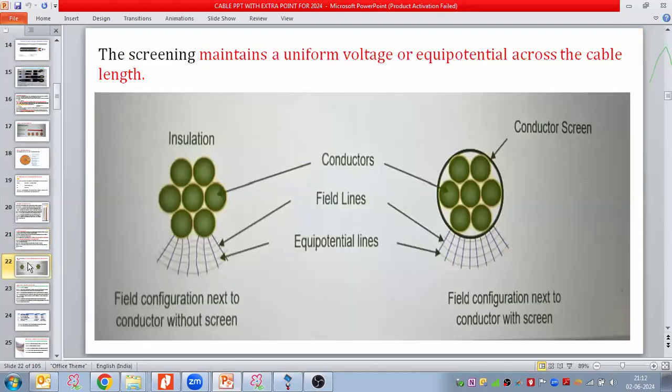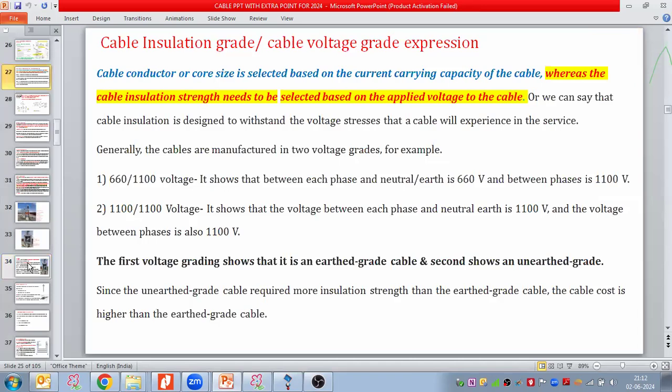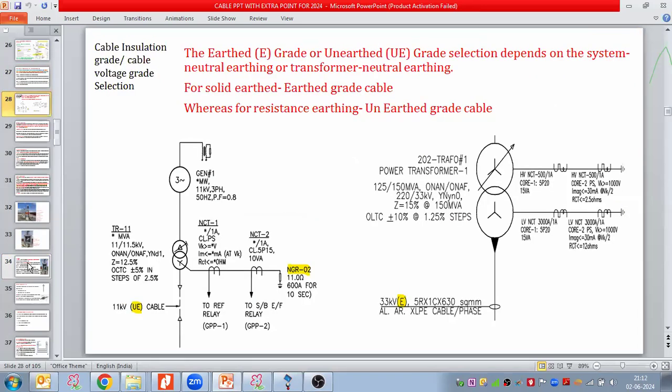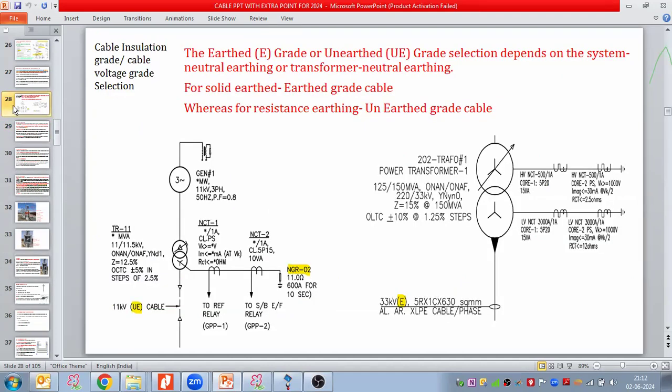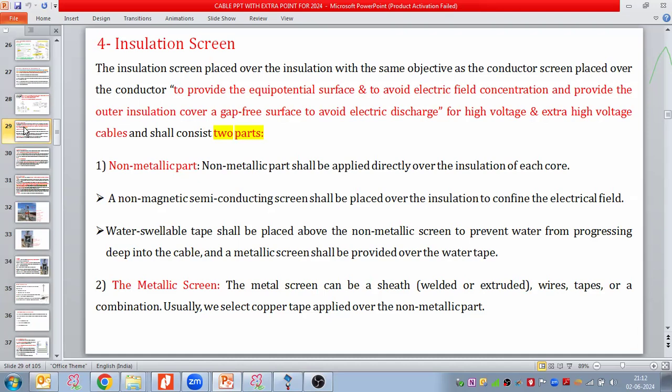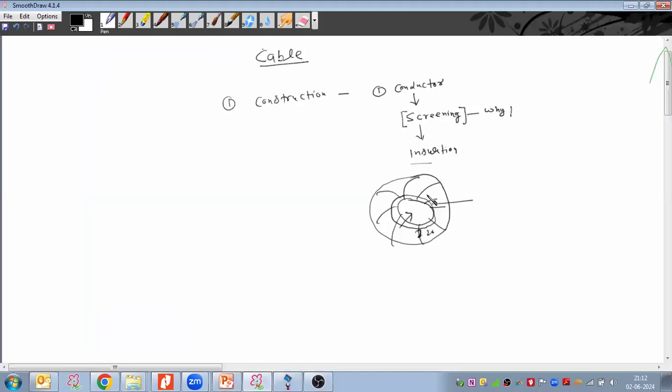Now let us see about the insulation and why we are taking the insulation screening. Yesterday we discussed the insulation voltage grade as well, the earthed grade cable and unearthed grade cable, and where we should go with the earthed grade cable and where we should go with the unearthed grade cable. So today, coming to the insulation screening. The insulation screening is placed over the insulation. Over the conductor we are taking the conductor screening, and over the conductor screening we are taking the insulation.